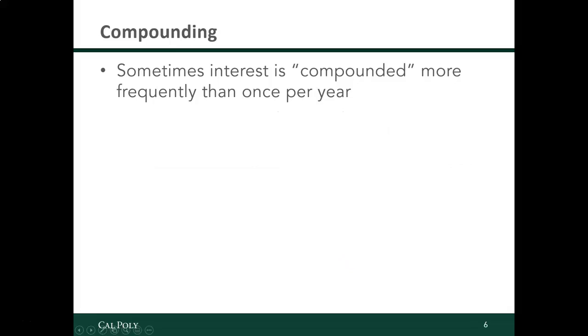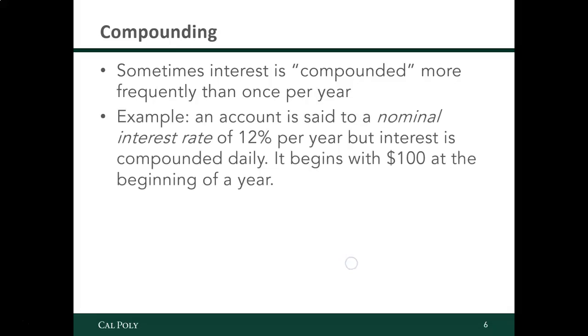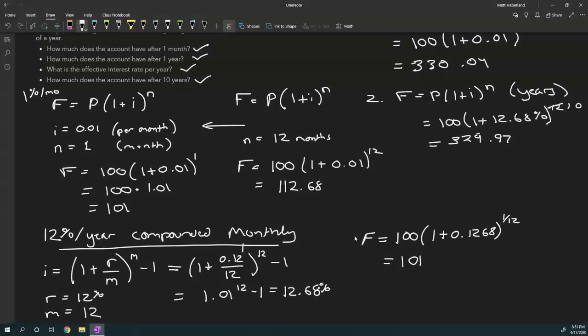Now, sometimes it's compounded even more frequently than that. So here's an example. An account is said to have a nominal interest rate of 12% per year, but interest is compounded daily. Not monthly, but daily. It begins with $100 at the beginning of the year. What's the effective interest rate per year? Once we have the effective interest rate, we can answer all the same questions. We won't go through all that over again, okay?